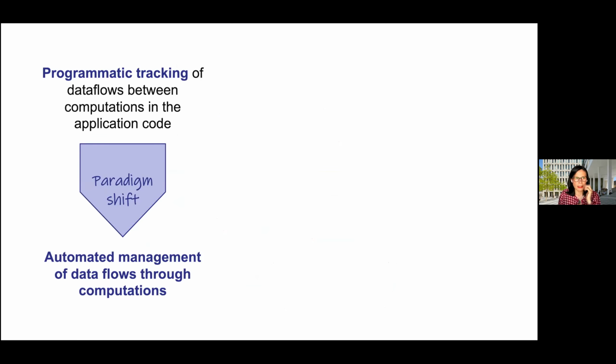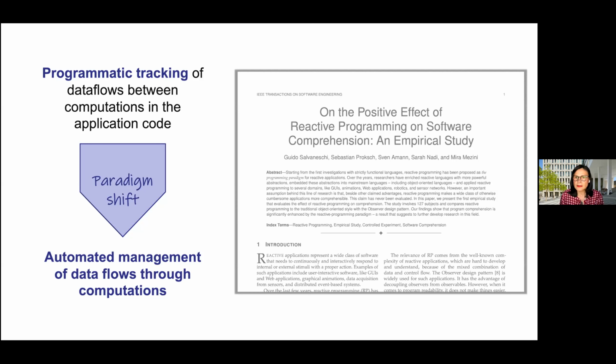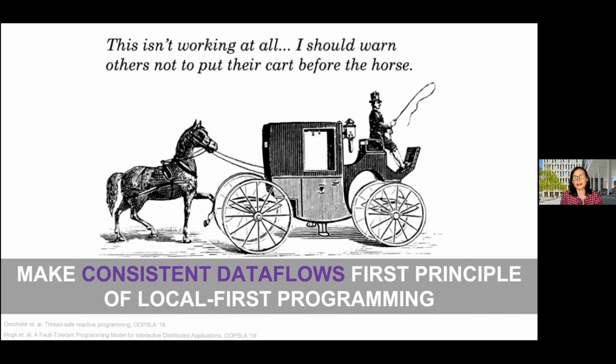Now that's all about the basics. We can conclude that with these managed data flows, we move from a world where we have programmatic tracking of data flows between computations in the application code to a world where we have automated management of data flows through computations. And this has several advantages. It makes the design simpler, and it makes it easier to comprehend the software. We have done small empirical studies, one of them showing the positive effect of this kind of programming style on software comprehension. But I don't have time to go into more details about this.